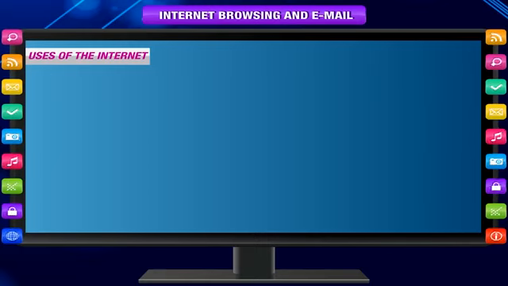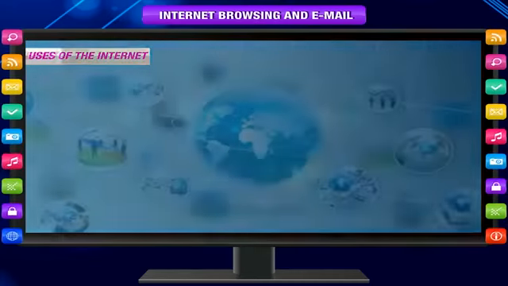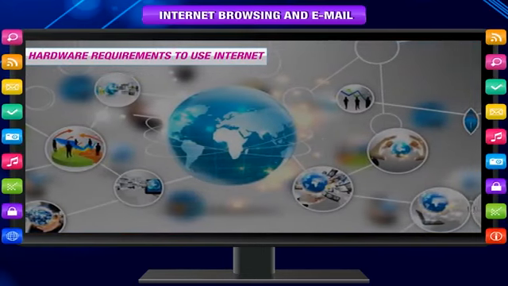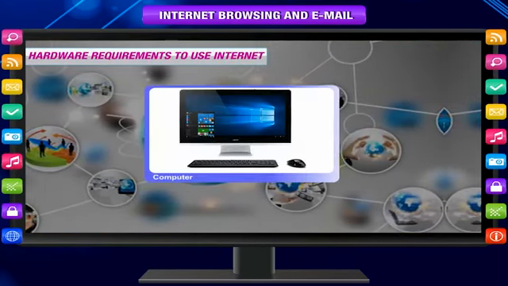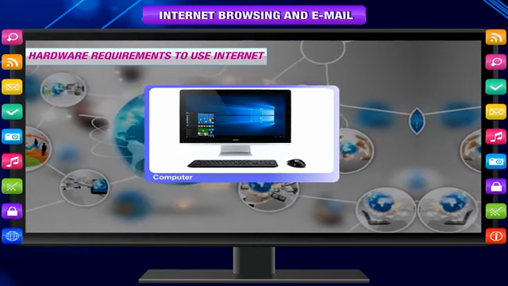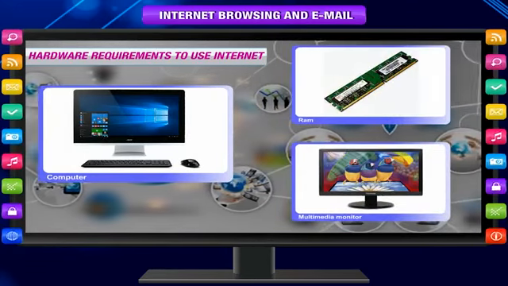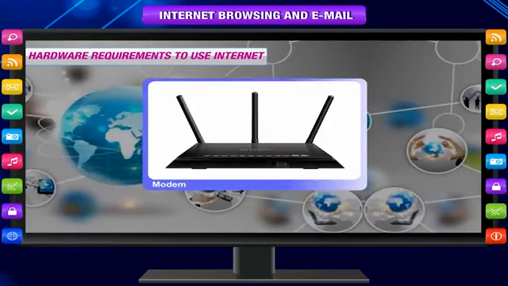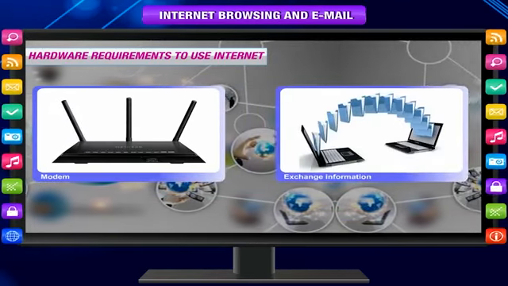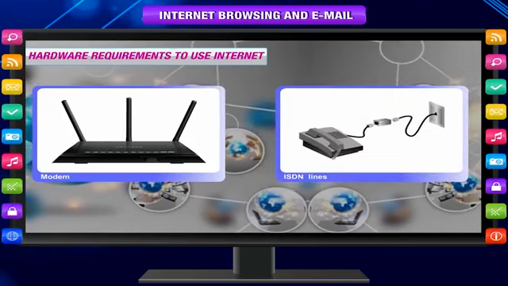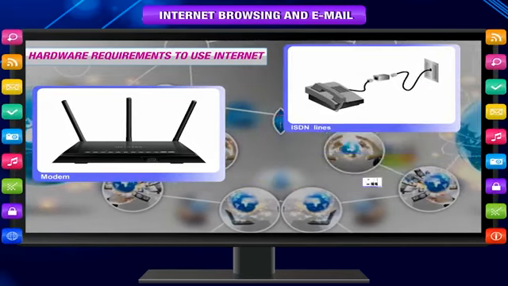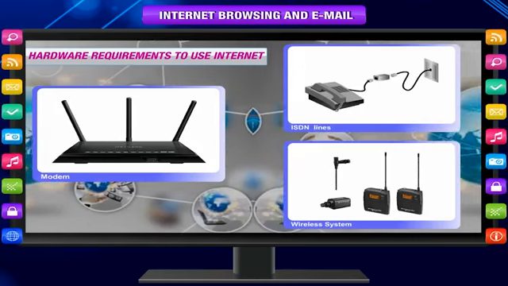Caution: for fast internet connection on your computer, you can use a broadband connection with Wi-Fi modem so that laptop and mobile devices can also use the same connection. Hardware requirements to use internet. Computer: a high-speed computer with enough RAM and a multimedia monitor. Modem: to exchange information between computer and internet using telephone or ISDN lines or wireless communication system.